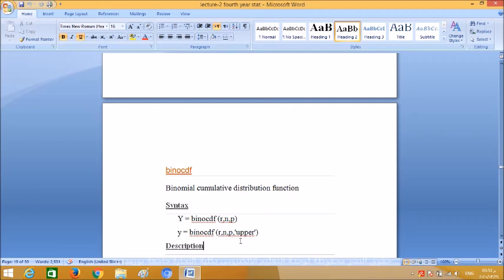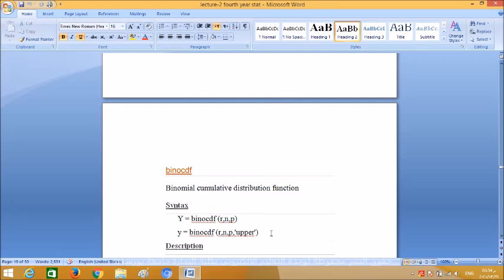Upper here means the complement of probabilities, to get 1 minus binomial CDF, or 1 minus the summation of all binomial PDF. So it's better to use the type upper to get the complement probability you want to compute.